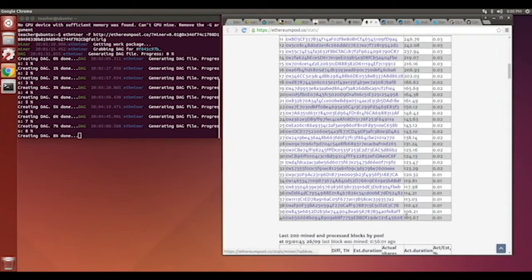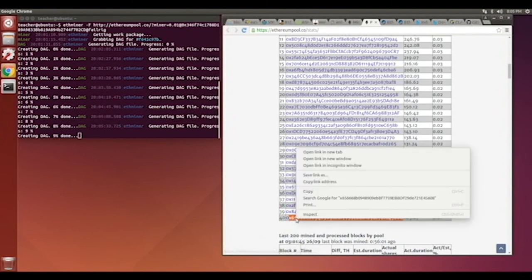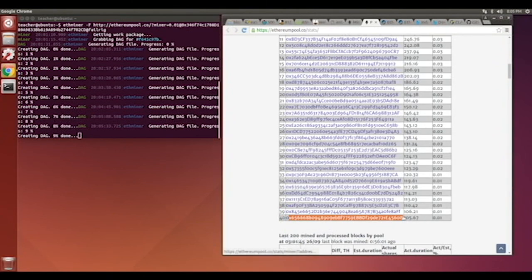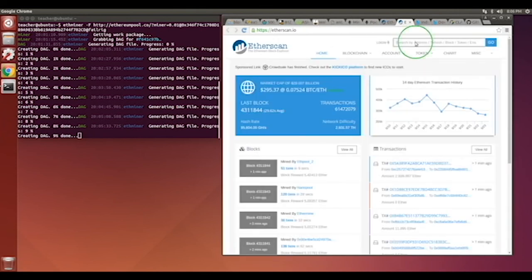So this person's only running 105 terahashes. It's surprisingly hard to highlight, you guys. I want to do a different one. All right, so there we go. So this person's running, okay, 106, and their estimate is 0.01 Ether per day. So let's actually cruise over here and see if that's true.